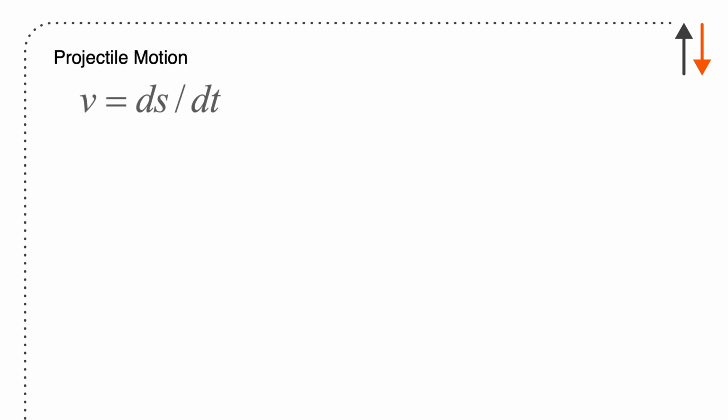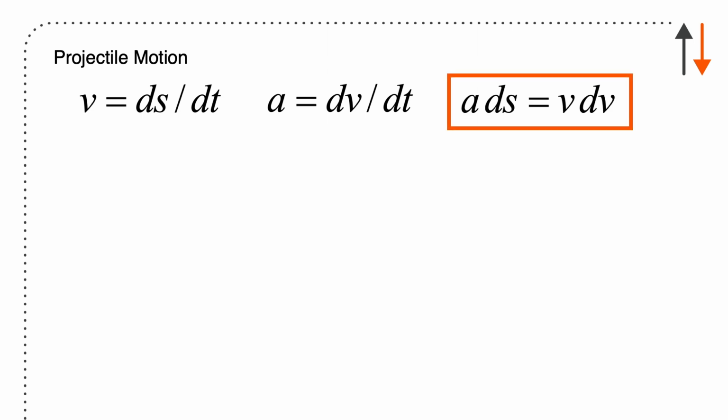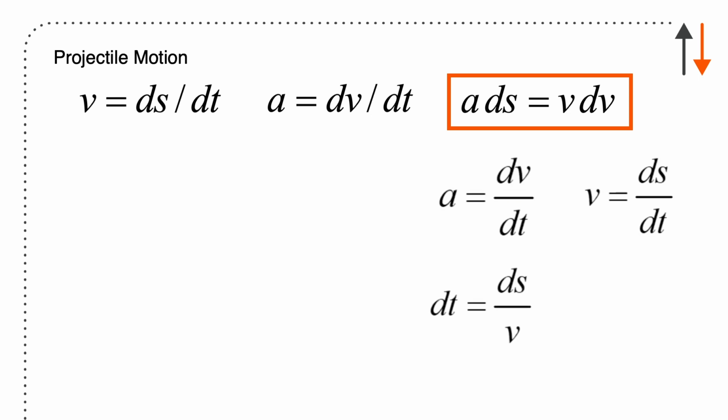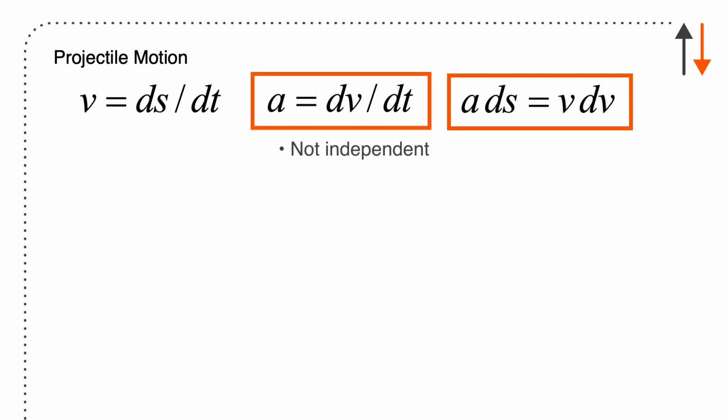Projectile motion depends on two sets of equations: velocity, which is rate of change of position with respect to time, and acceleration, which is dv/dt. If you look at the second expression, a ds equals v dv, you can take the expression for acceleration, which is equal to dv/dt, and also recognize that we've defined velocity as rate of change of position over time, ds/dt. Essentially, because we're engineers, move dt to the left-hand side and v to the right-hand side, and you end up with dt equals ds over v. That allows you to rewrite the expression: acceleration is equal to v dv/ds. And that's the second expression we have there. These two expressions are not independent, and we'll end up not being able to solve for three independent variables, but two. So you have to be aware of that as you solve these problems.